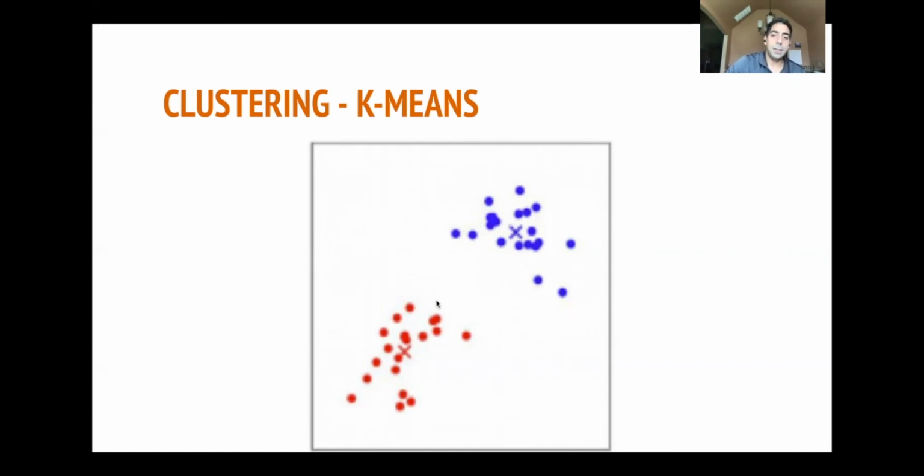Again, this looks easy when you have just 2 dimensions, but usually in machine learning you have sometimes hundreds of dimensions. So this is all just for simplicity.